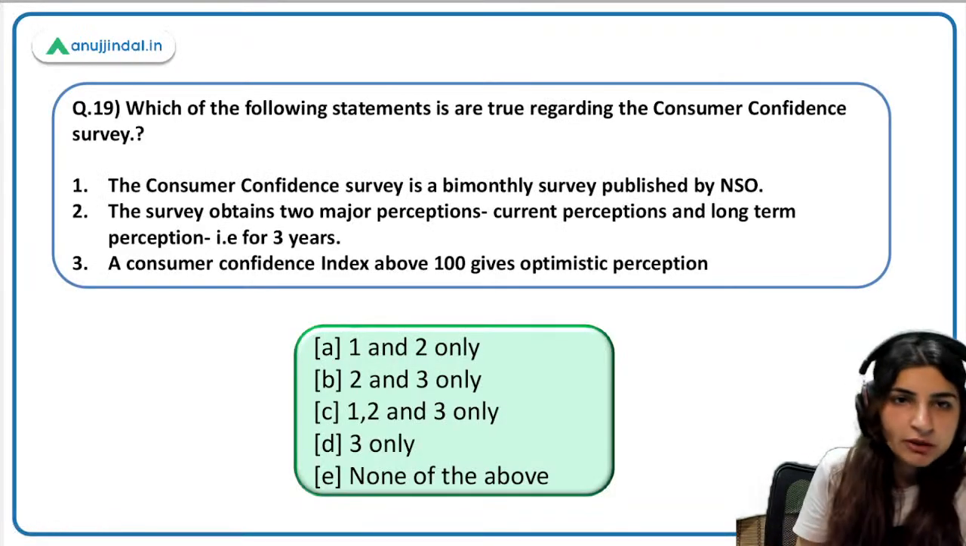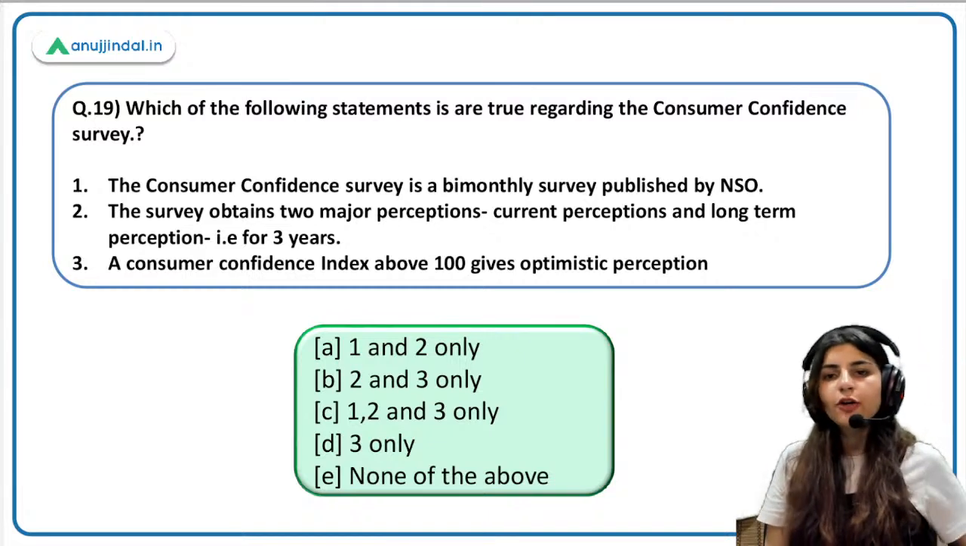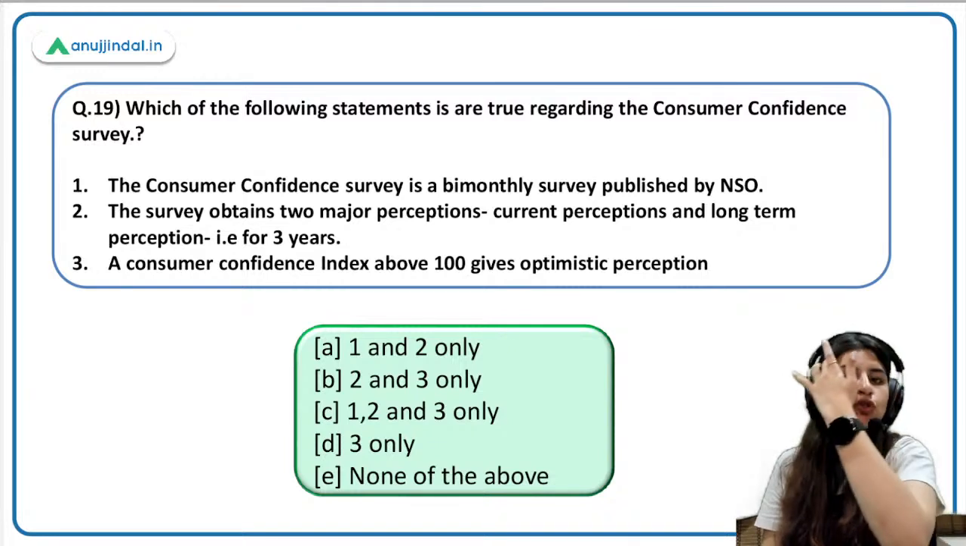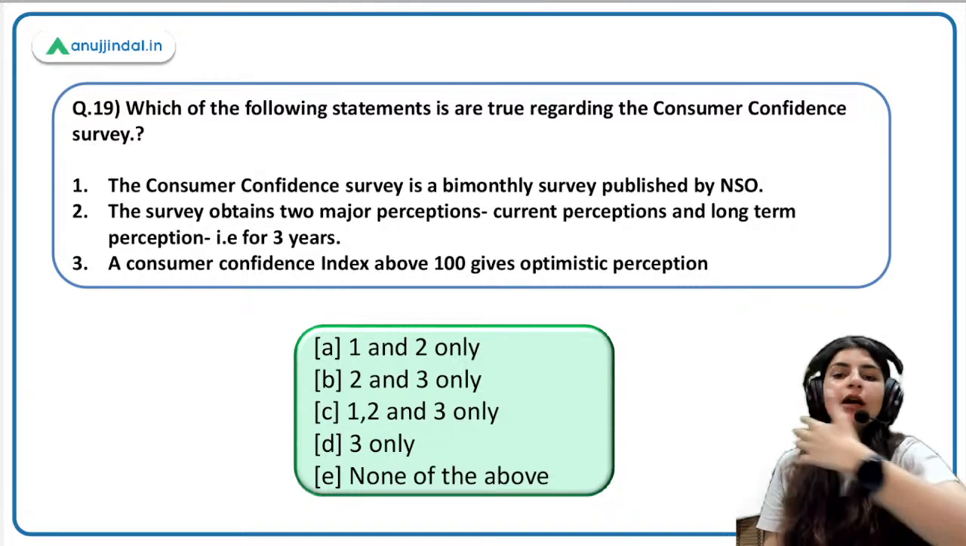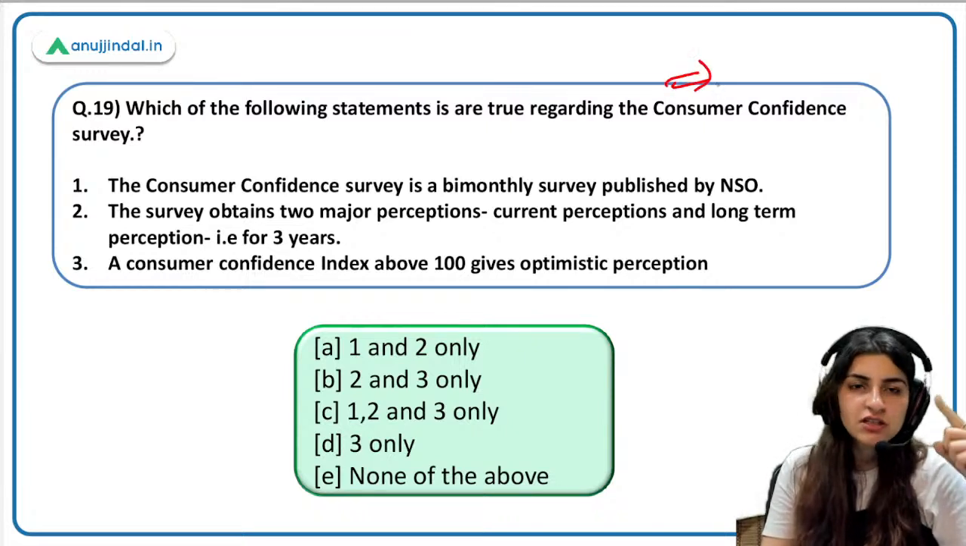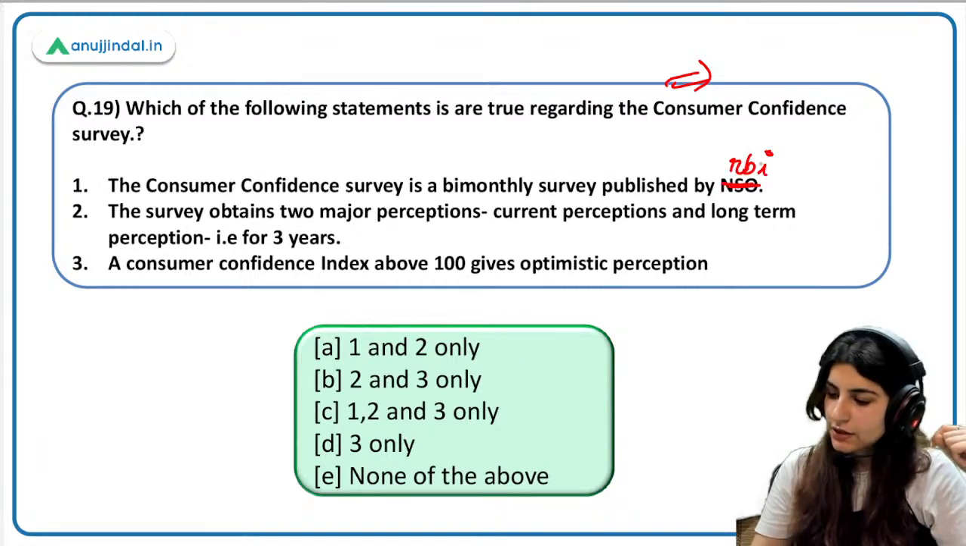That is account receivable. Which of the following statements are true regarding the consumer confidence survey? Now, we did this in the month of February. RBI brings out a lot of surveys. One of the important ones is the consumer confidence survey. It is a bi-monthly survey published by NSO. No, it is published by RBI, not NSO.